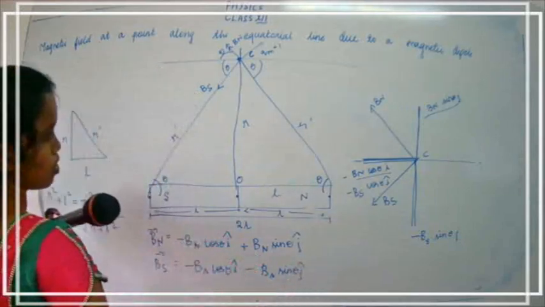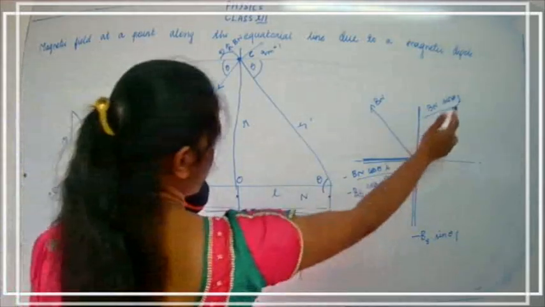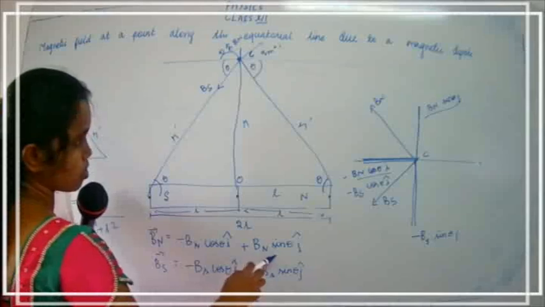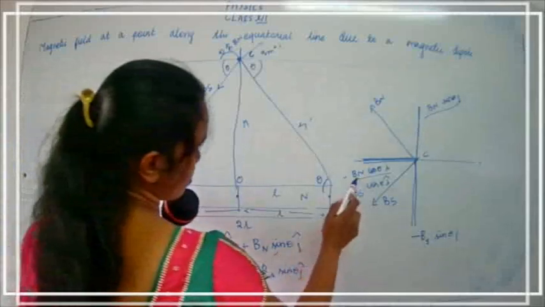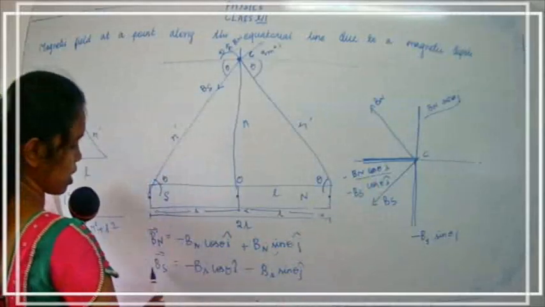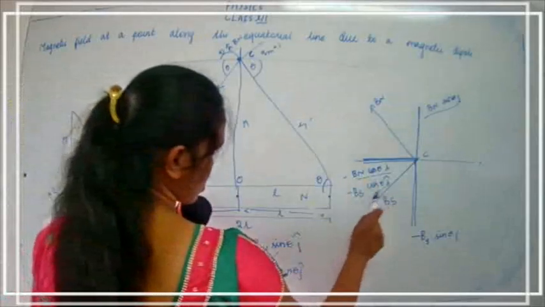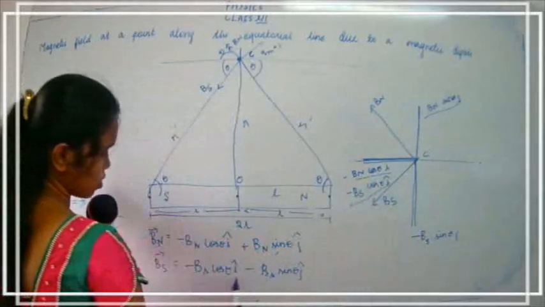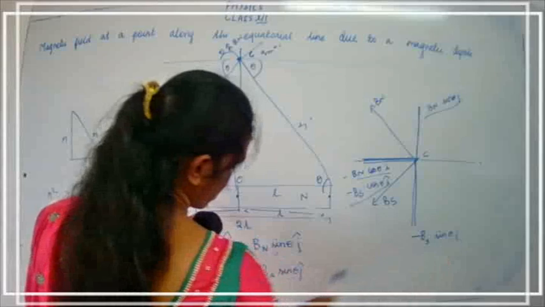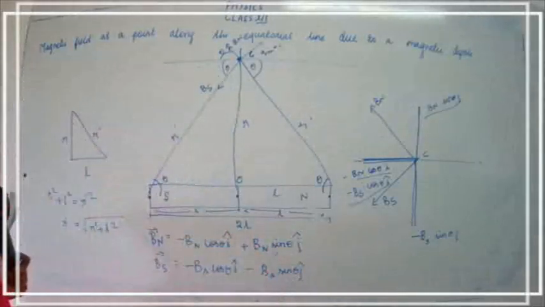You understood? For Bn, Bn sin theta J is positive, and Bn cos theta I is negative. For Bs, Bs cos theta I is minus, and Bs sin theta J is also minus. Have you written?